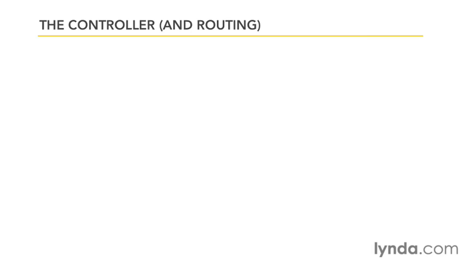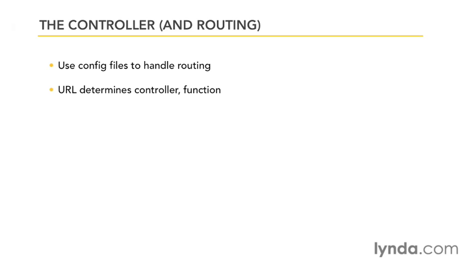Let's talk about the controller and how we handle routing inside of Symfony. The routing is typically handled using configuration files, which can be YAML, XML, PHP. The URL is going to determine which controller to execute and which function of that controller will render the current page. The controller then will set up the application. It can perform a number of different actions, including talking to the database, specifically through your Doctrine models, and it can render the templates directly.